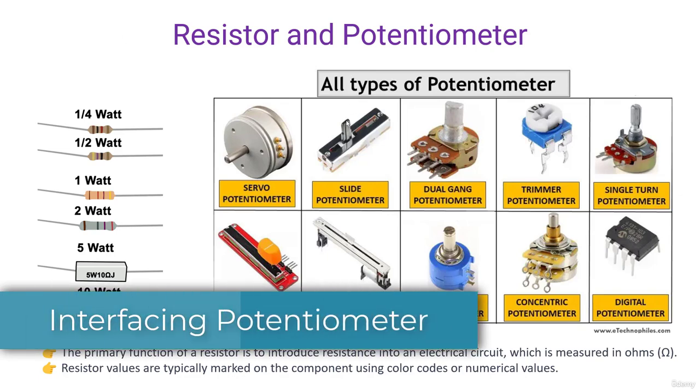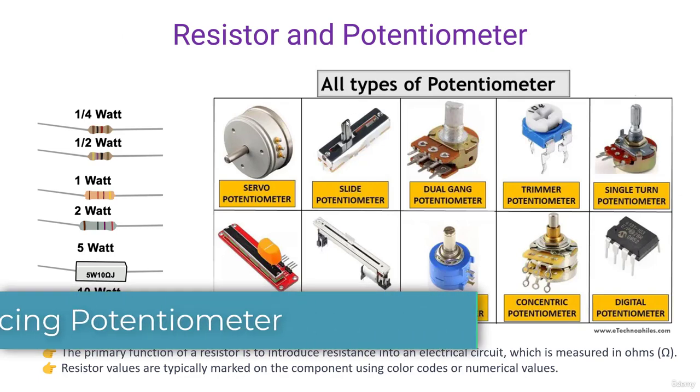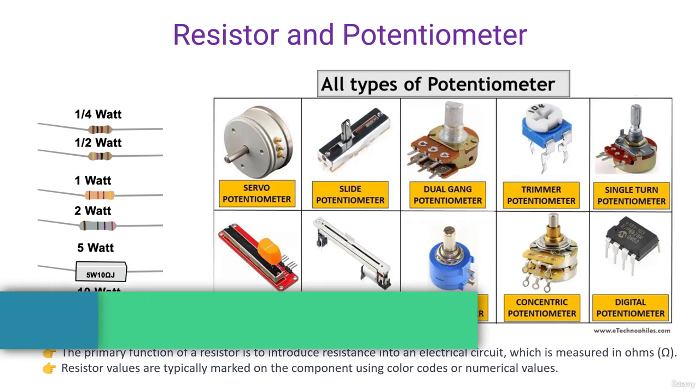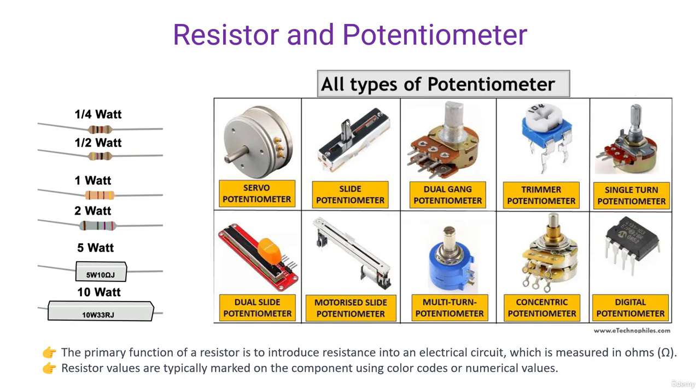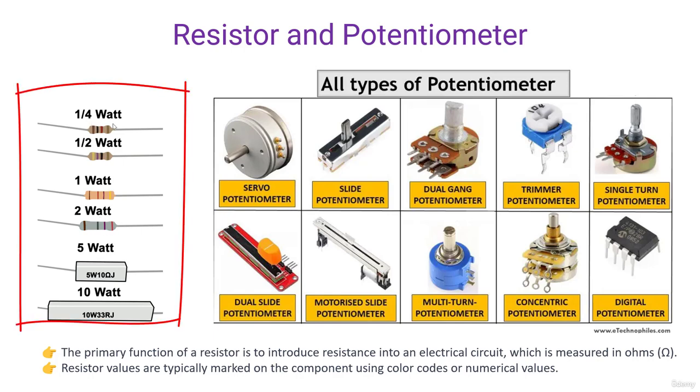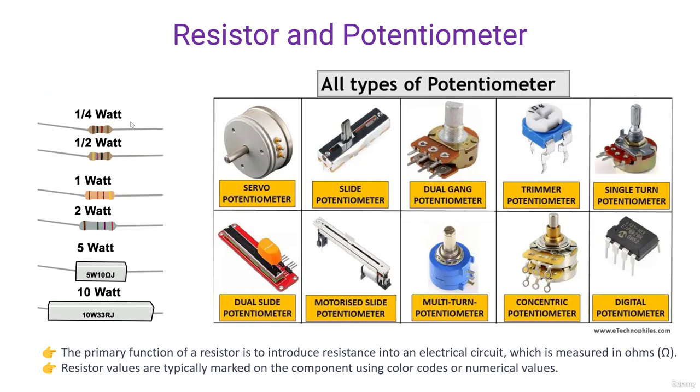Resistor and potentiometer. These two components are some of the fundamental components of electrical and electronic circuits. When building an electronic circuit, we may need fixed resistance like this resistor and this fixed wattage resistor. This comes in various wattages like 1/4 watt, half watt, 1 watt, 2 watt, 5 watt and 10 watt. So different wattage is required for different applications with different amperage.